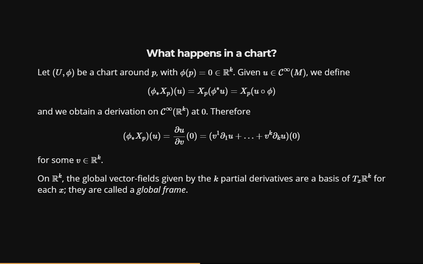It corresponds to the curve going in the x1 direction, gamma of t equals t times e1. If you want to take the partial derivative in the second variable, you have gamma of t equal t times e2, etc. Now, these k partial derivatives give you a basis of the tangent space at every point of R^k. That's why they are called a global frame.